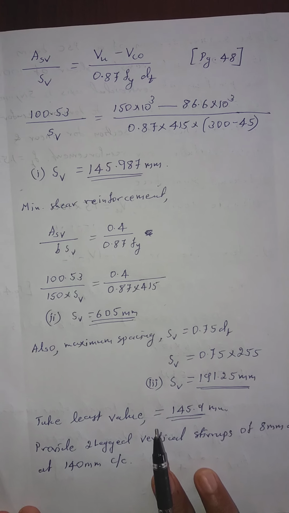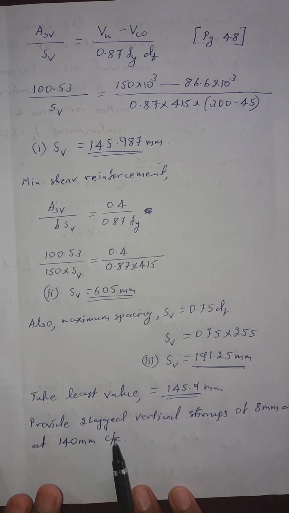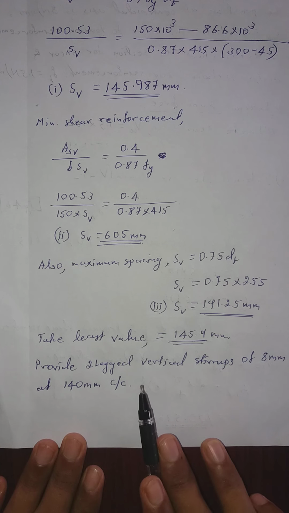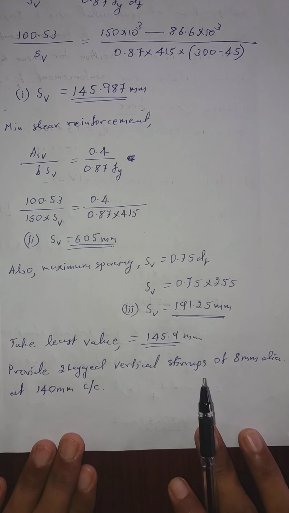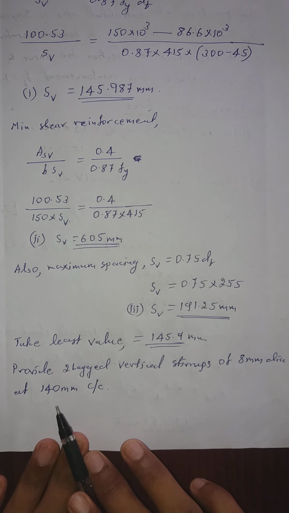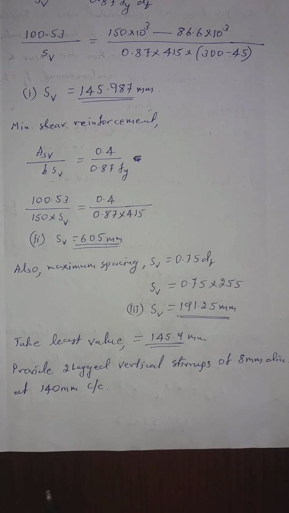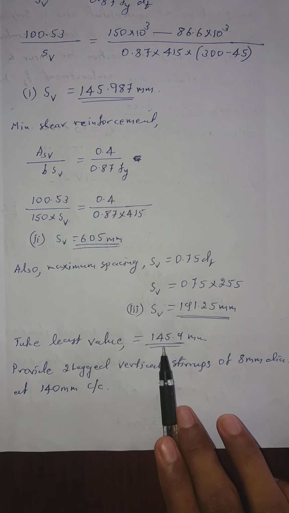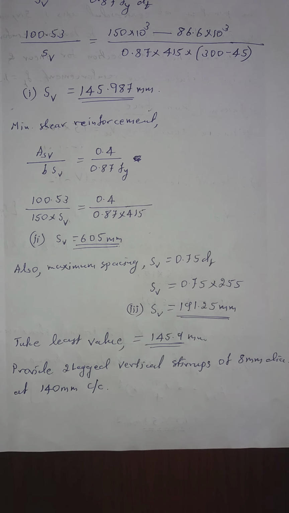Now you can write one sentence: provide two-legged vertical stirrups of 8 mm diameter at 140 mm center to center. Please remember, you have to reduce the spacing, not increase it. Here you got 145.9, you should not round it off to 146. You have to reduce it, so it makes a safe design. Next we will go with the detailing diagram, how you can do the detailing, and the diagram has to be drawn.